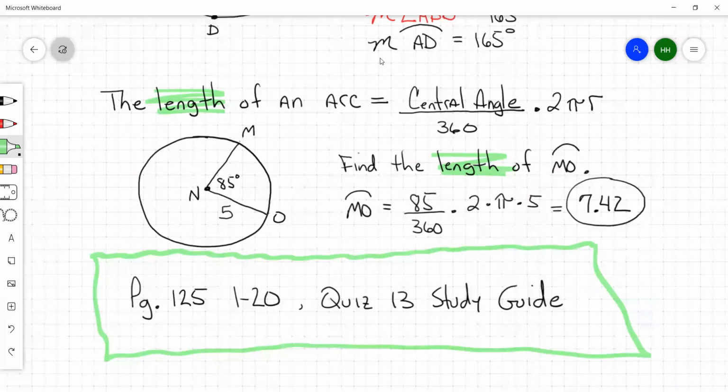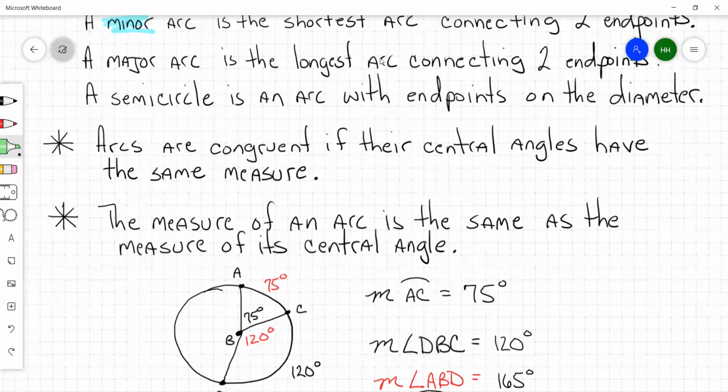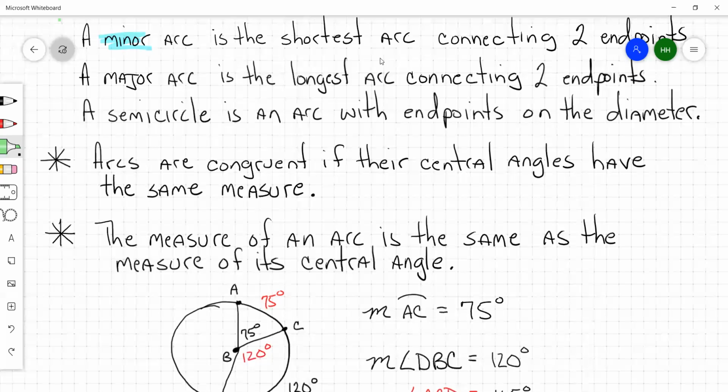Semicircle. Arc with endpoints on the diameter. Right? It goes halfway around the circle. Could there be multiple minor arcs in the same circle? Yes, sir. Yeah, you could have almost an infinite number of minor arcs in a circle.